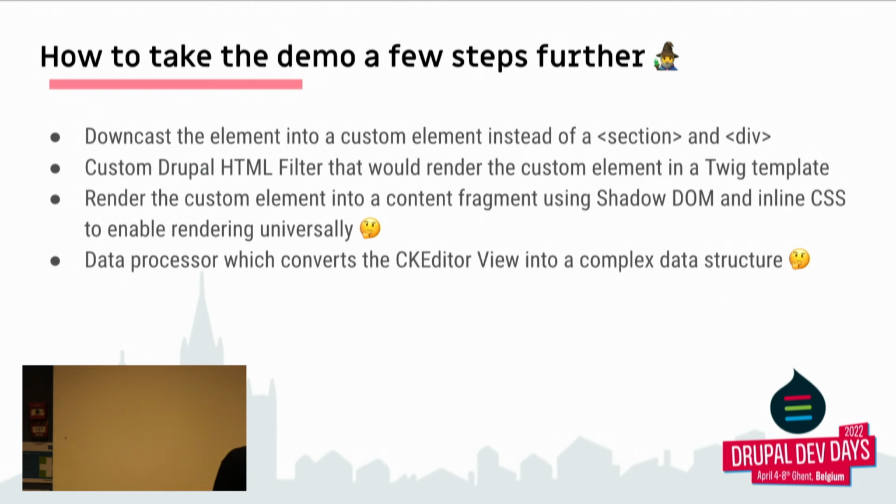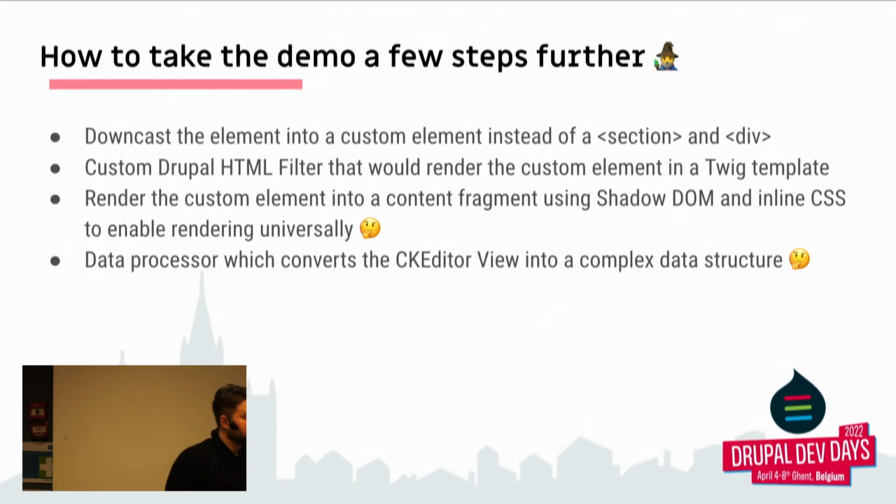You could, for example, use a custom element for those, and then you could use a Drupal HTML filter for rendering that inside the template. That would be relatively straightforward in Drupal. You could just follow the example of what we do in the Drupal Media Integration plugin. You could use the template to render the element using a custom element, and that would allow you to use Shadow DOM and inline CSS, which would allow you to render that element universally, which means that if you're doing headless stuff, you would have the styles coming from the template to the headless side.